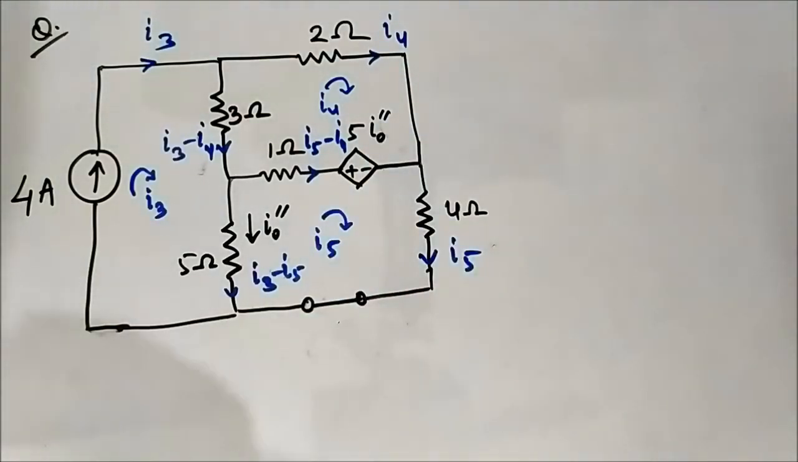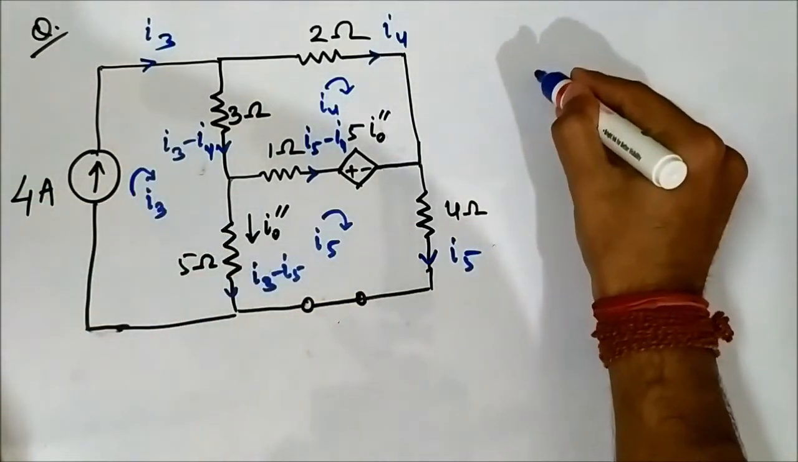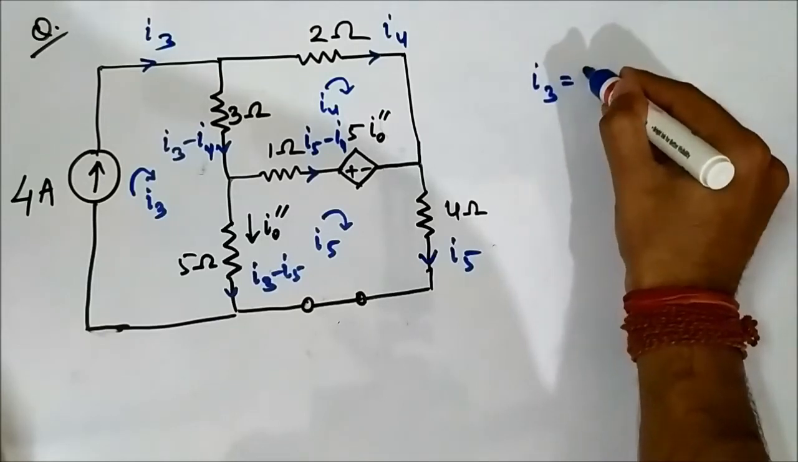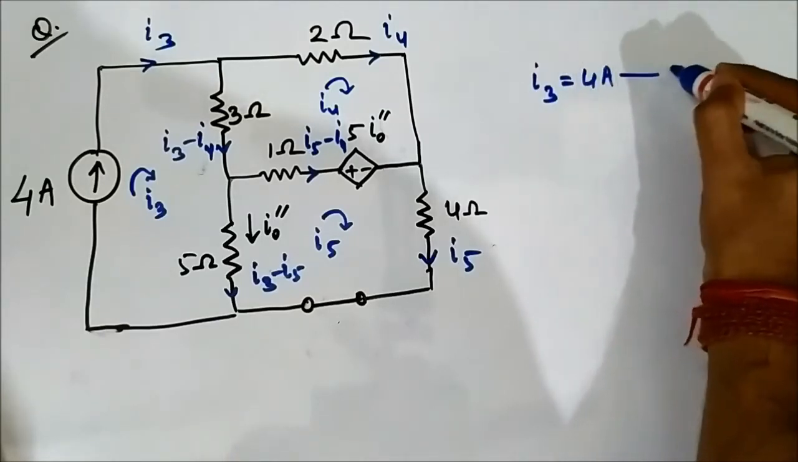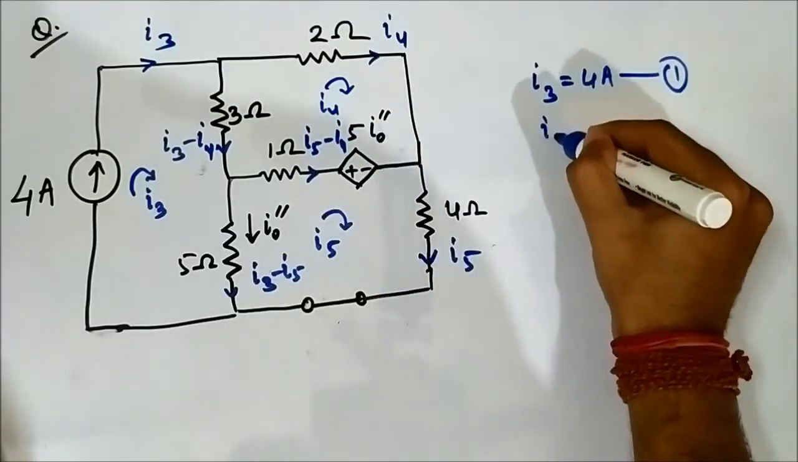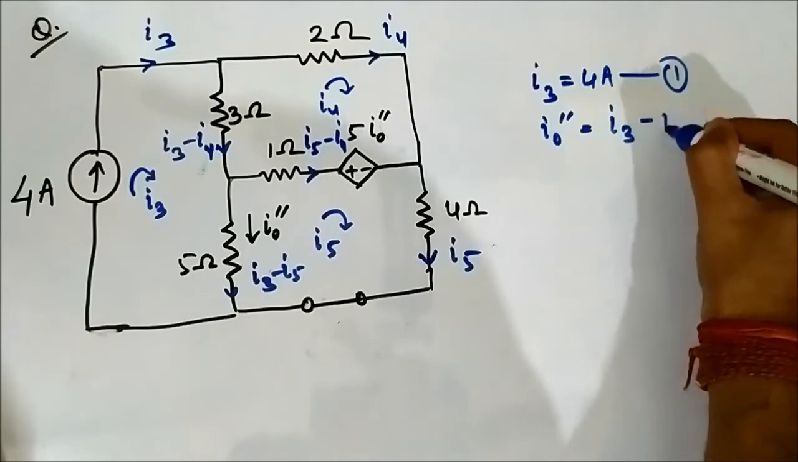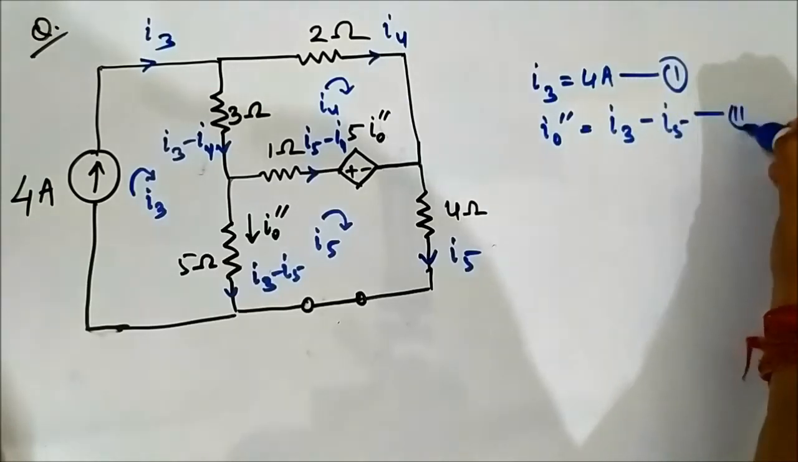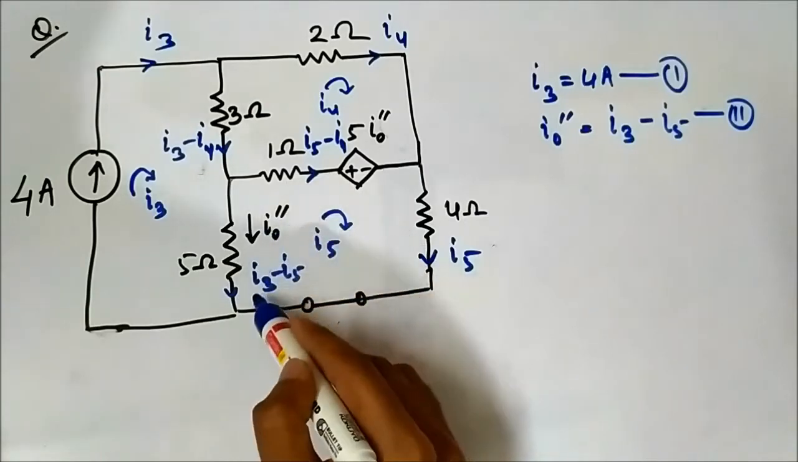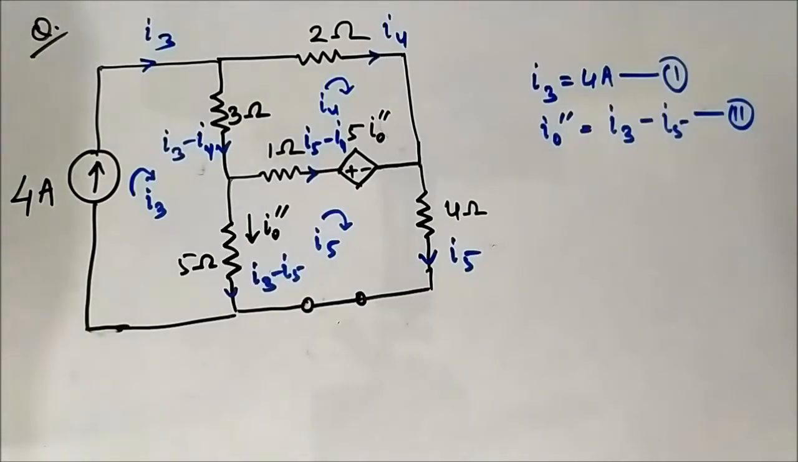Okay, now we will apply the KVL equation. Another important thing to notice here is that I3 and the 4 ampere source have the same direction, so I3 is equal to 4 ampere. This is the important relationship here. I0 double dash is equal to I3 minus I5. This is the second important equation. Okay, I0 double dash is I3 minus I5. Okay, that is the important thing.